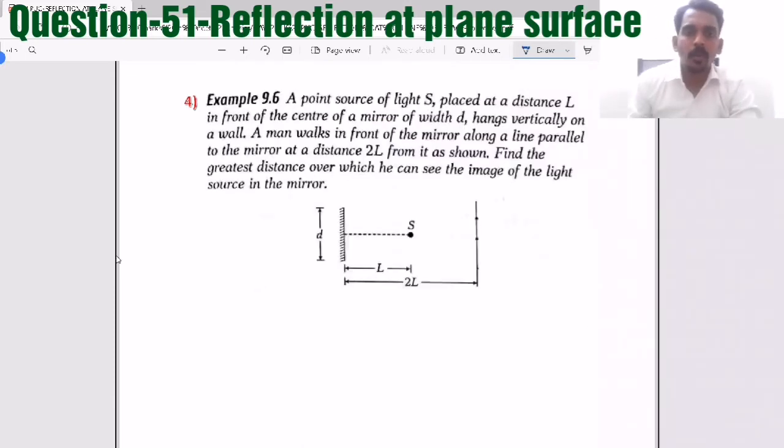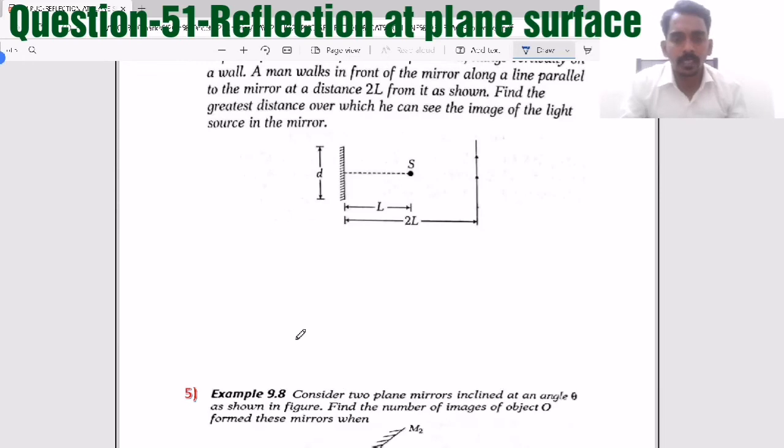Now here, a point source of light S is placed at a distance L in front of the center of a mirror of width D, which hangs vertically on a wall. A man walks in front of the mirror along a line parallel to the mirror at a distance 2L from it, as shown. Find the greatest distance over which you can see the image of the light source in the mirror. See, what happens here is, this is the mirror. Here the source is there. Now you are walking along one particular line like this.